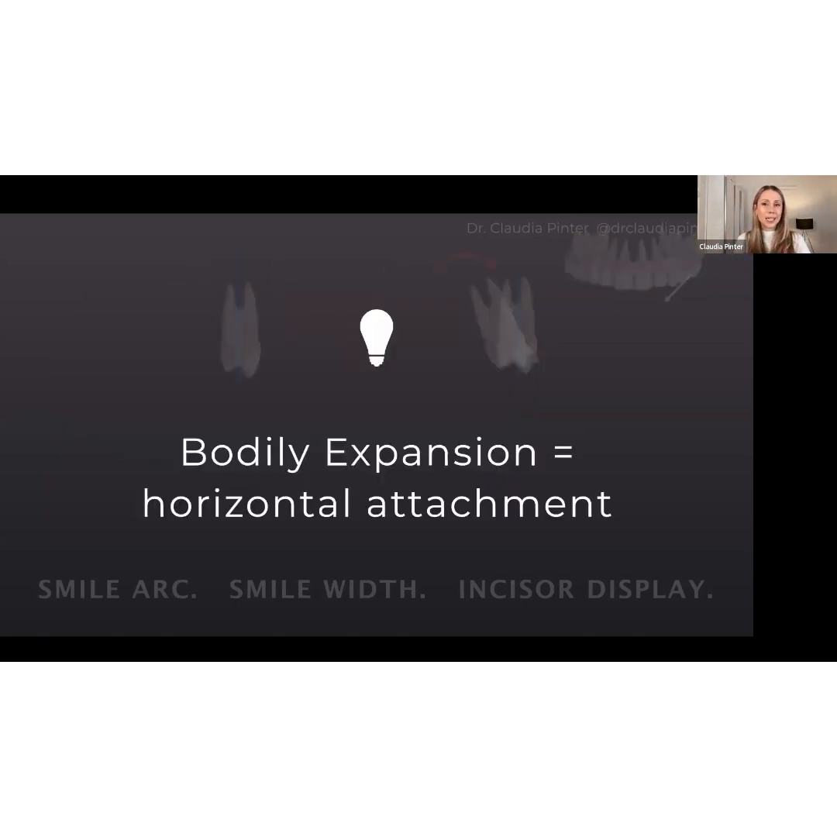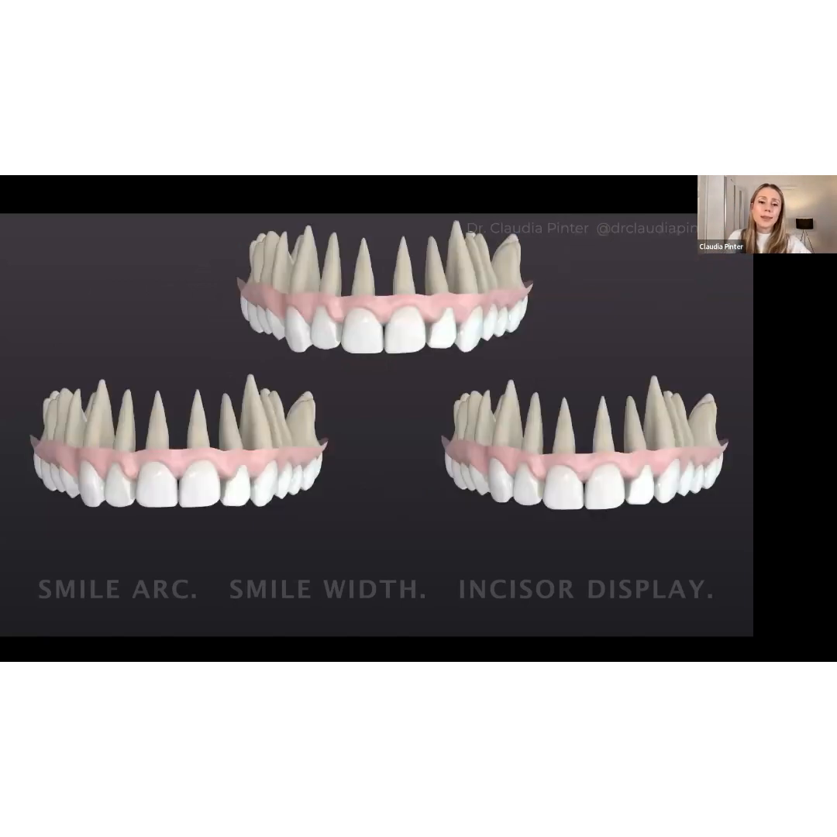So take home for you, bodily expansion needs horizontal attachment. This is really crucial. Check your case designs, have a look if there's just uprighting of the crowns or bodily expansion. When there's bodily expansion, place horizontal attachments.